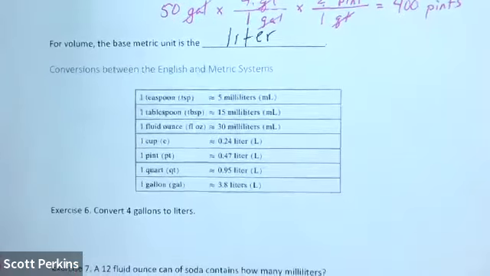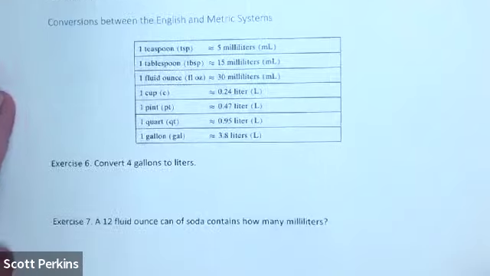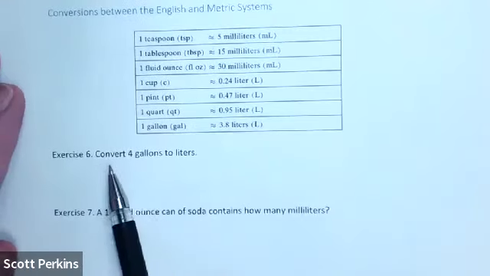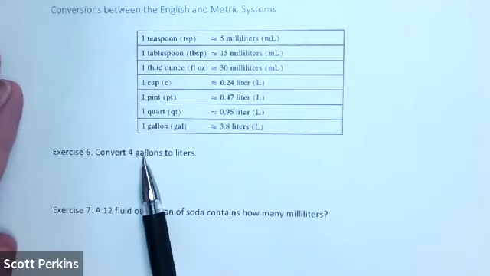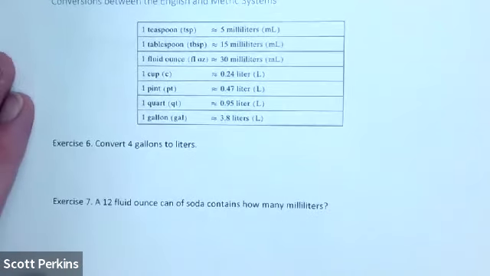So the last couple problems, we're just going to do a couple quick conversions, and that'll be a great place to stop. So what I'd like you to do is convert 4 gallons. Okay, so if you have 4 gallons of milk in your fridge, how many liters of milk is that?